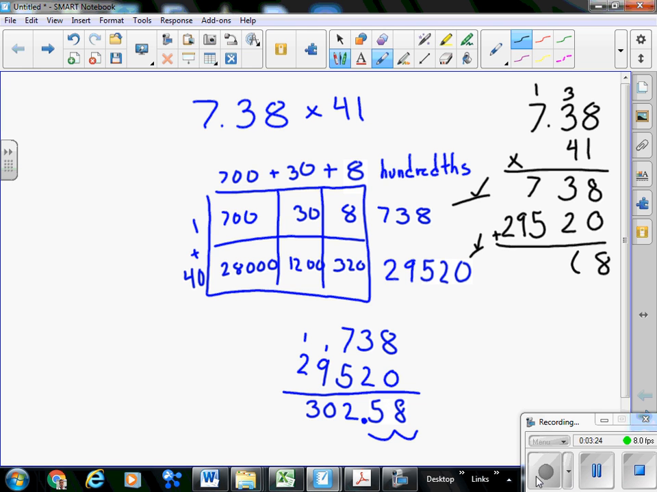Going to add it up. 9 and 1 is 10. 2 and 1 is 3. Okay, if we look over 2, over none, 2 and none means over 2. So our answer is going to be 302 and 68 hundredths, which is the same.